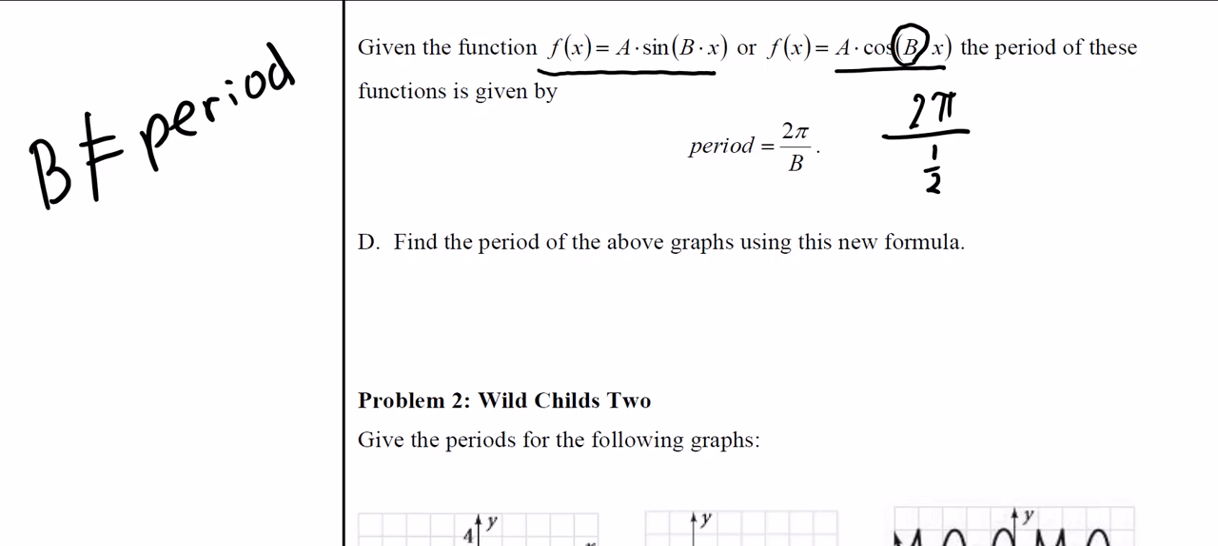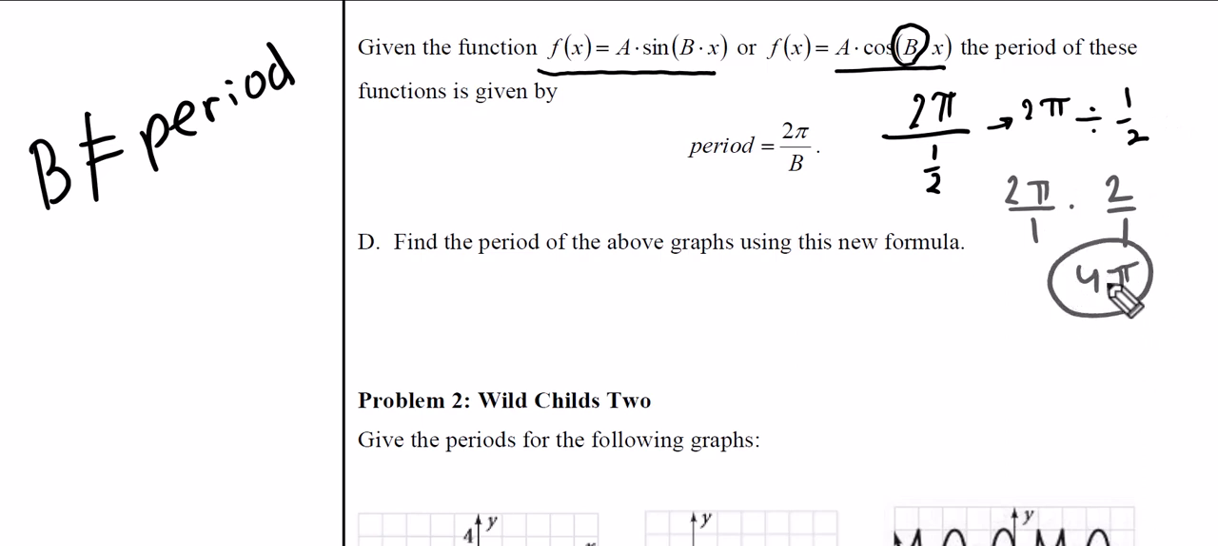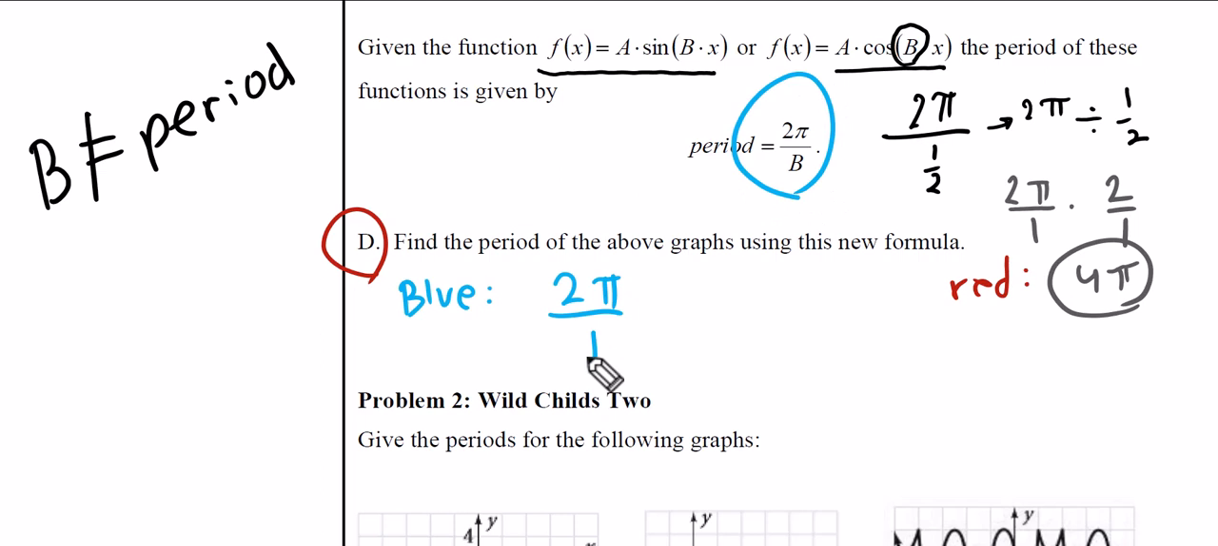As an example from the red graph, right, that b value was 1/2. So if I go ahead and divide that, I keep, flip, change. I'm only flipping the second fraction, and that's 2 pi times 2 is 4 pi. And that's why in that graph above, the red graph, the period was 4 pi. The blue graph, if we use the same formula, 2 pi over 1 because of that b value of 1, and that's why that period is just the typical 2 pi period.